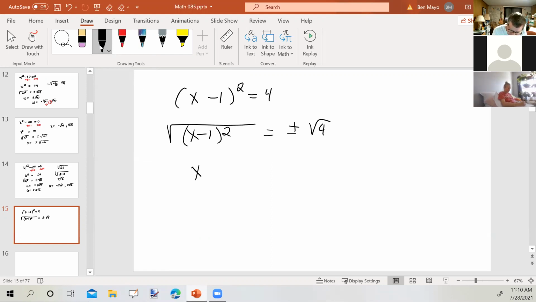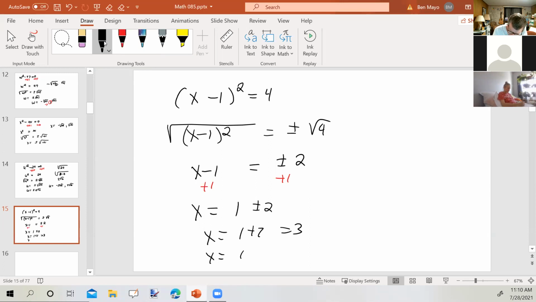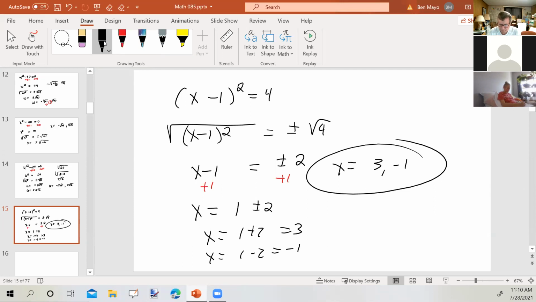So on the left side, I get x minus 1. On the right side, I get plus or minus 2. The square root of 4 is 2. But I haven't solved for x yet. So I'm going to add 1 to both sides. Now I have x equals 1 plus or minus 2. That 1 is in front. So that would give me x equals 1 plus 2, which is 3, x equals 1 minus 2, which is negative 1. So x equals 3, comma, and negative 1. Any questions about that example?